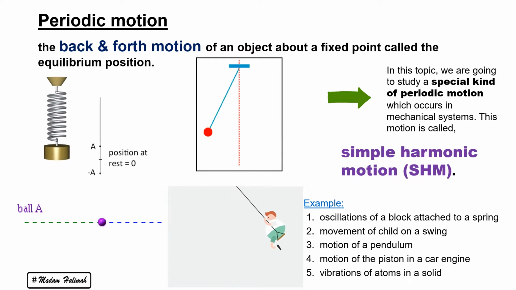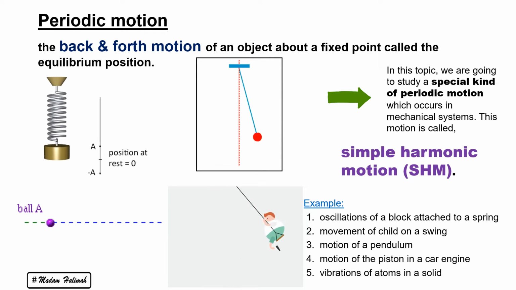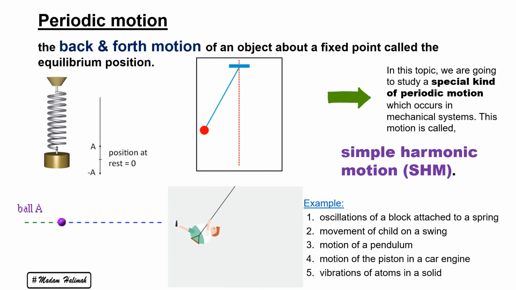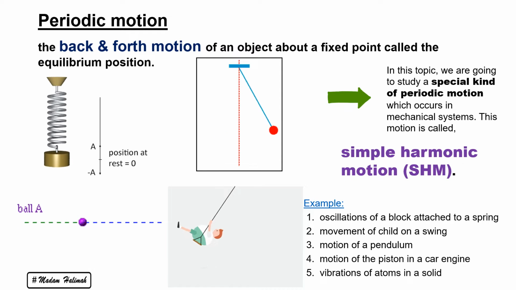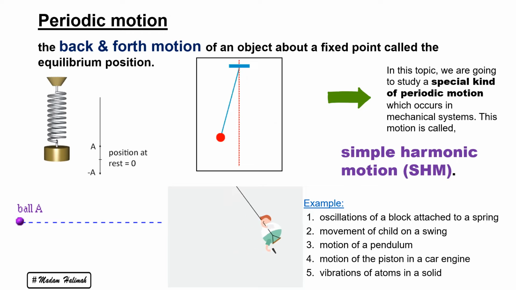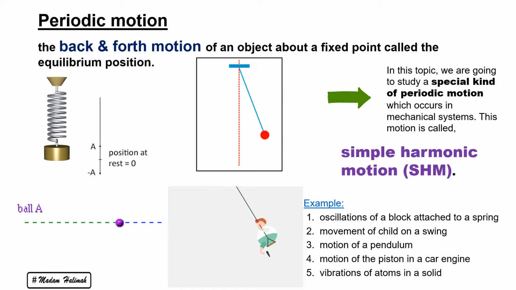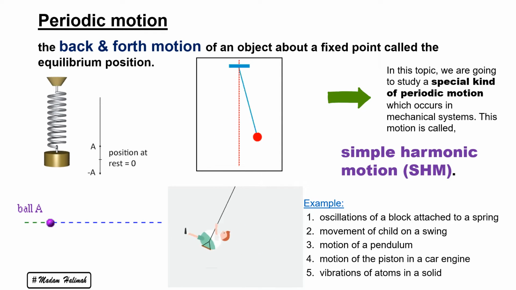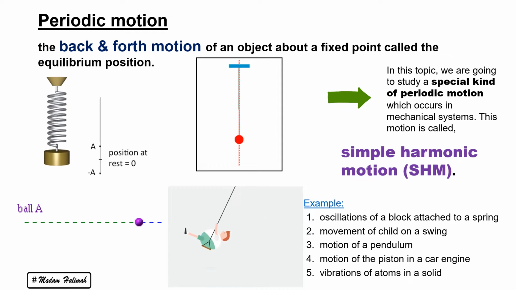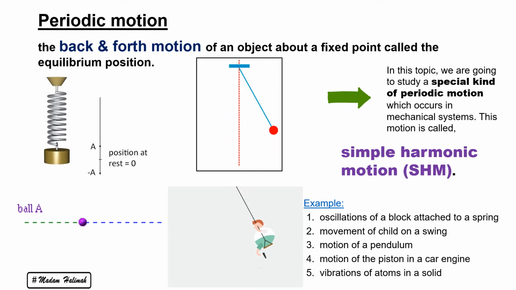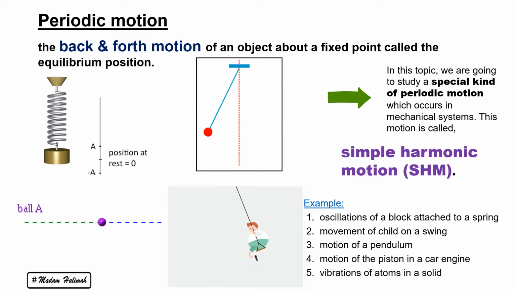In this chapter, we are going to study a special kind of periodic motion which occurs in mechanical systems. This motion is called simple harmonic motion, which is SHM. Examples: oscillation of a block attached to a spring, movement of a child on a swing, motion of a pendulum, motion of the piston in a car engine, vibration of atoms in a solid. These are the examples of periodic motion.